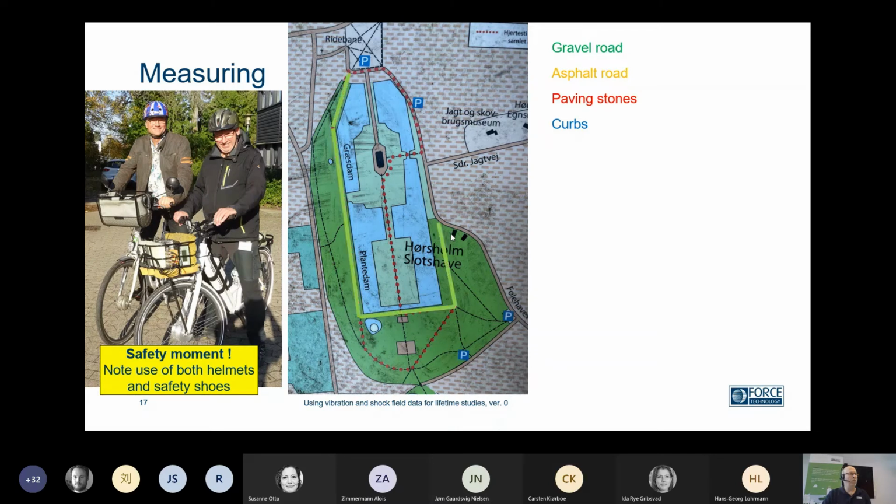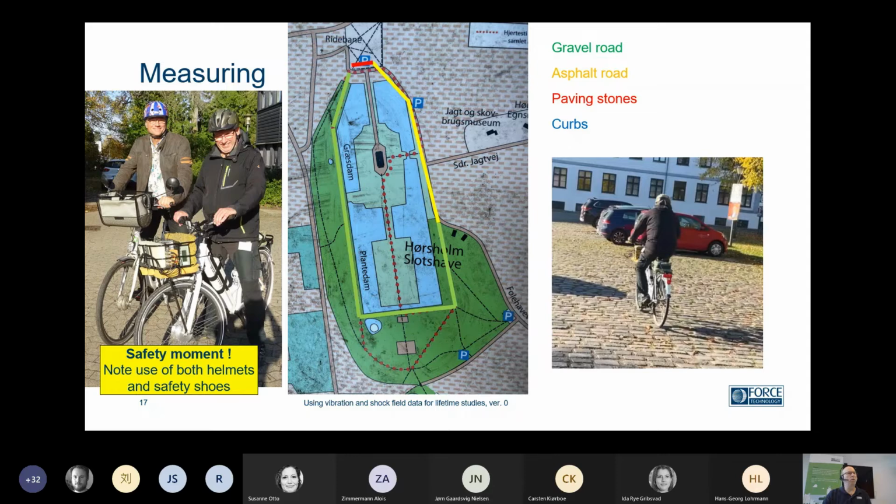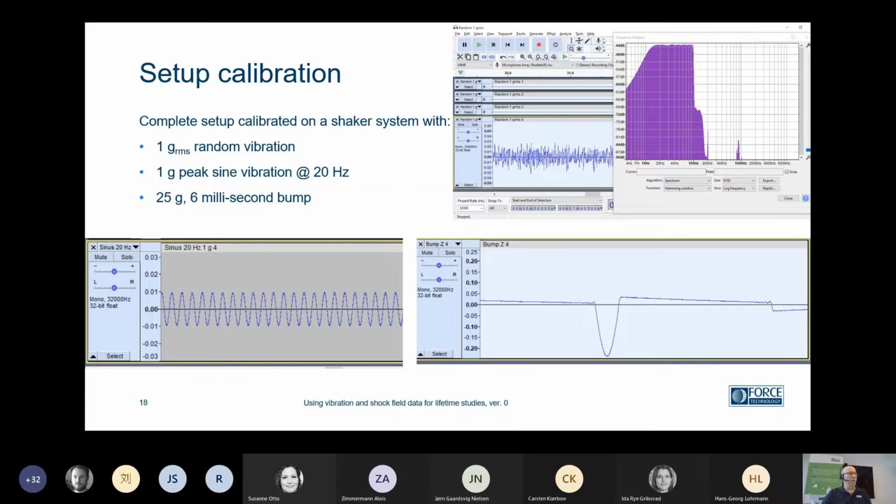And we had some of the roads on gravel, the green one here. Then we had some asphalt road. Then we had a small part with paving stones on a parking site. And then we had some curbs to drive over, and we went for that ride several times in order to measure the different measuring points. Of course, we need to calibrate the setup, but this time I will not go into detail with that one, but we like to calibrate the whole chain from input to the accelerometer to the final analyzed results. And we use exposures close to what we expect to get, like random vibration, sine vibration, and bump.